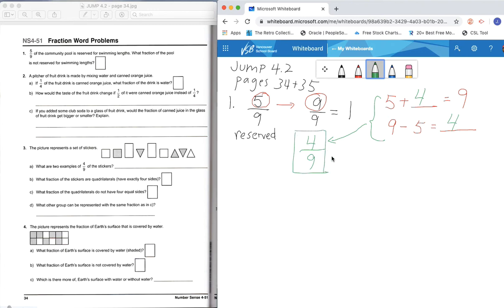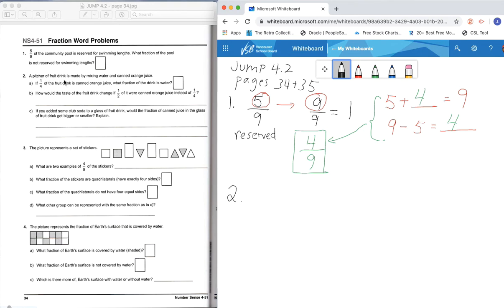So 4/9 of the pool is not reserved for swimming lengths. That's all you have to do for number 1. I would suggest you use scrap paper or your math notebook or a lined piece of paper to help you do work, and to work out the questions. Okay, let's go on to number 2.